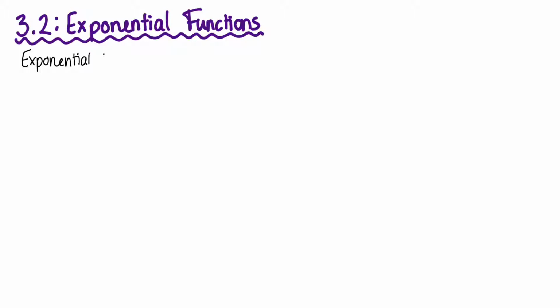An exponential function is going to be a function that is of the form f of x equals a raised to the x, okay? Where a is going to be a positive number, so it can't be 0, because 0 is not a positive number, and it can't be 1.